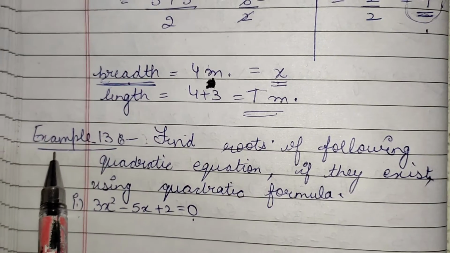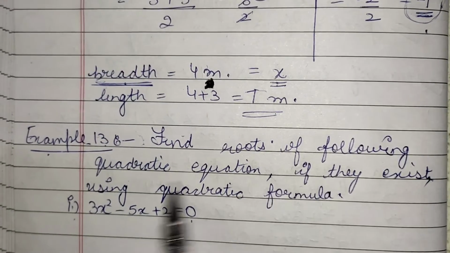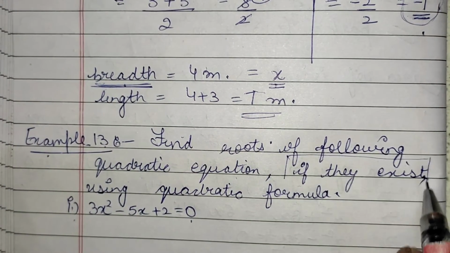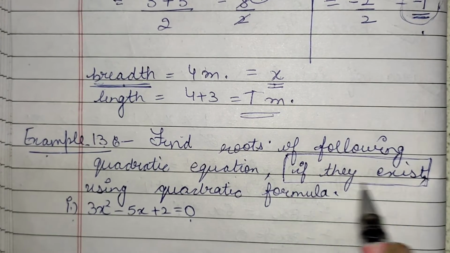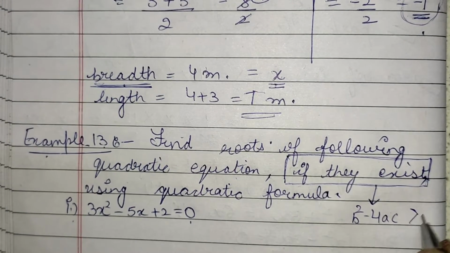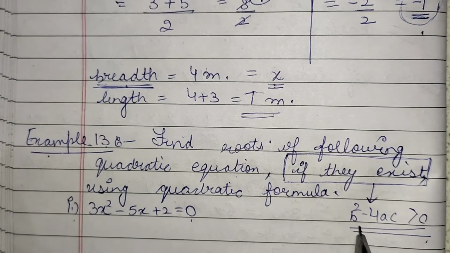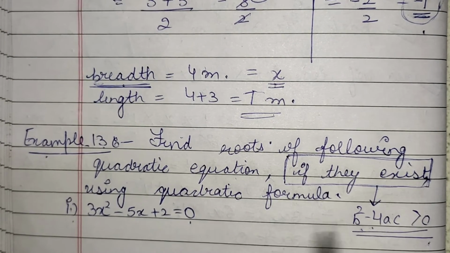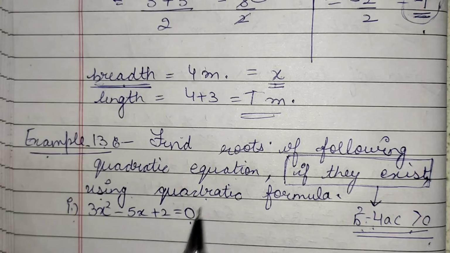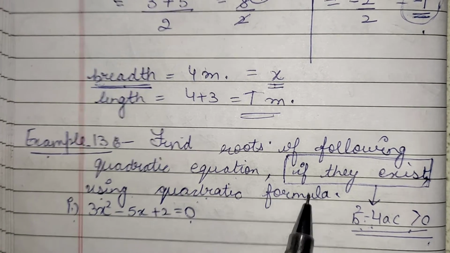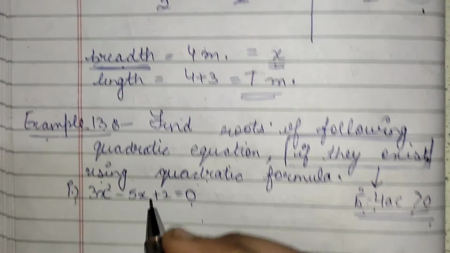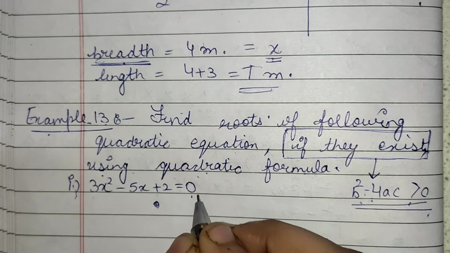That means length is equal to 7 meter. Example number 13 says: find the roots of the following quadratic equation if they exist. If they exist means you have to check the condition whether b square minus 4ac is greater than 0 or not. Only then roots will exist. So this is the first condition you have to check while solving any quadratic equation using the quadratic formula. In all three parts of example number 13, you have to simply find out whether b square minus 4ac is greater than 0 or not.